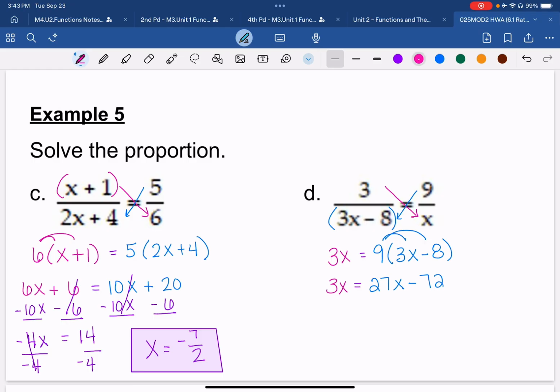Now I can solve. So I'm going to subtract 27x. So I've got negative 24x equals negative 72. Can divide both sides by negative 24. And so x equals 3.